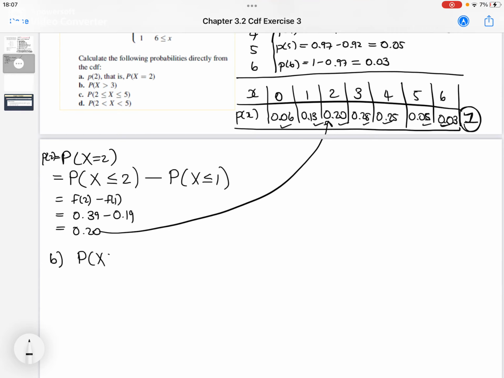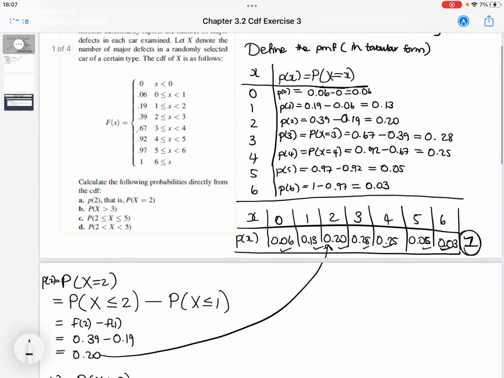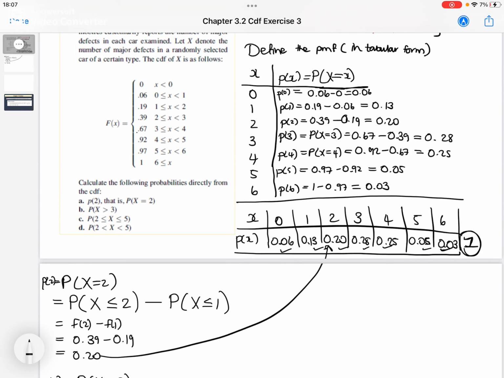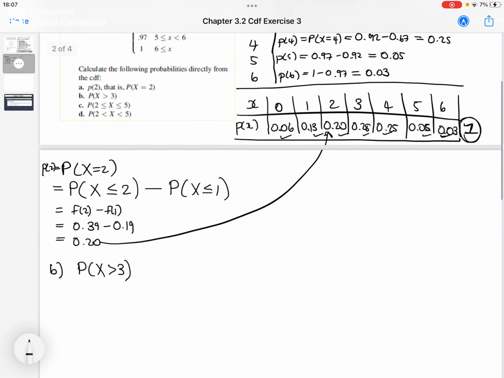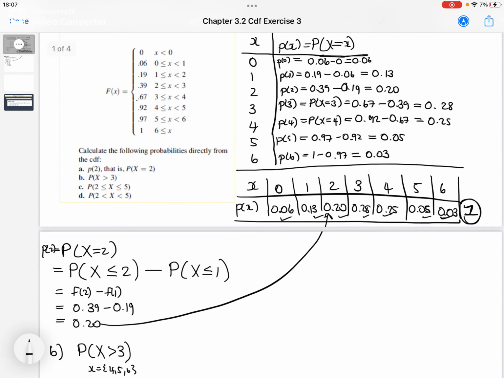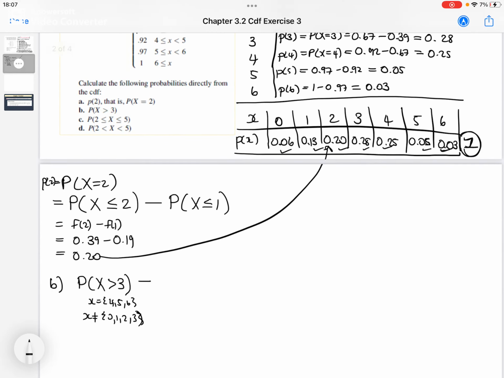Okay, then B. Calculate the probability that x is greater than 3. All right, so x greater than 3, meaning we're looking at possible values 4, 5, and 6, right? And we're excluding 0, 1, 2, and 3. Isn't that correct? So any possible value that's greater than 3, here we have possible values 4, 5, and 6 only. Those are the only x values that are greater than 3.